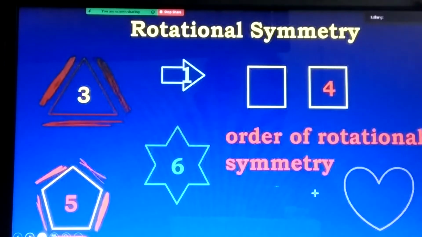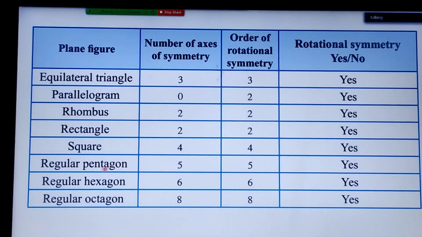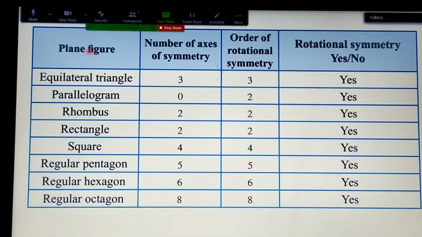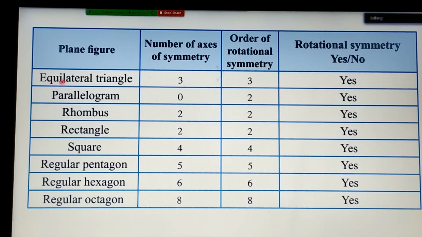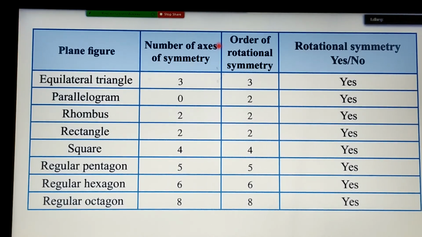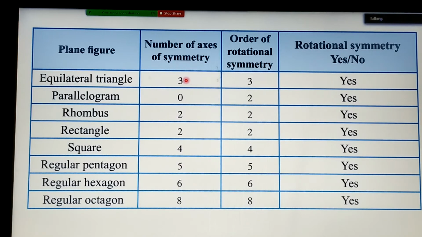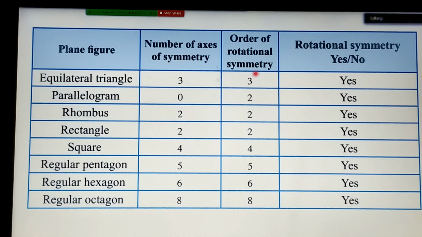But we can't say it is always so. Why? Let's check. Here the plane figure given is an equilateral triangle. Number of axes of symmetry: equilateral triangle, can you remember? How many axes? 3. Order of rotational symmetry also 3. Having an order of rotational symmetry means it has rotational symmetry.